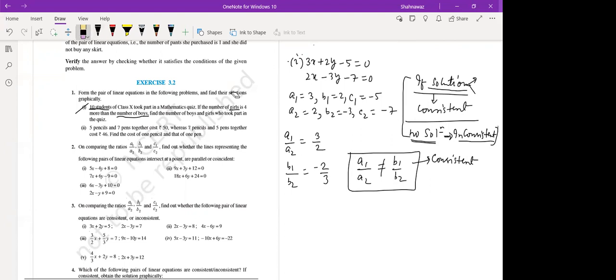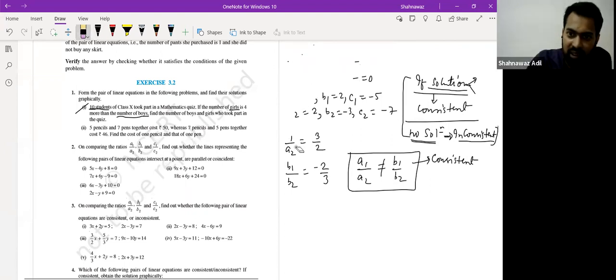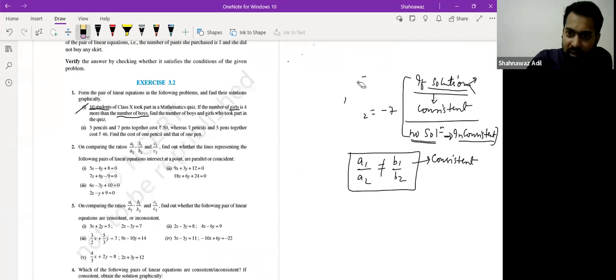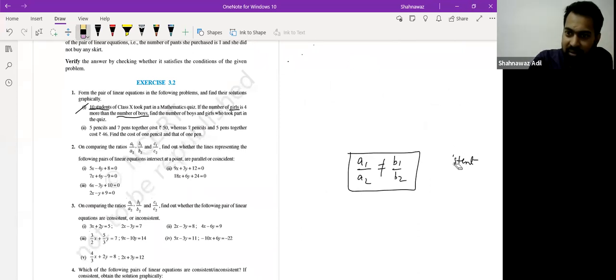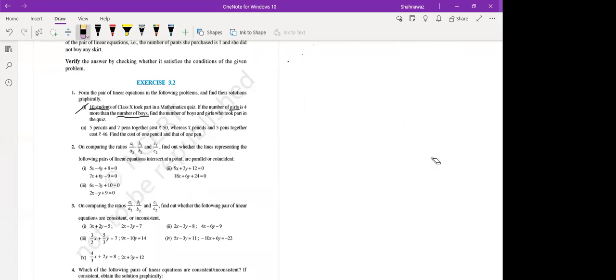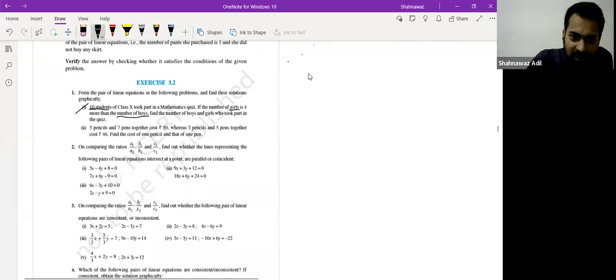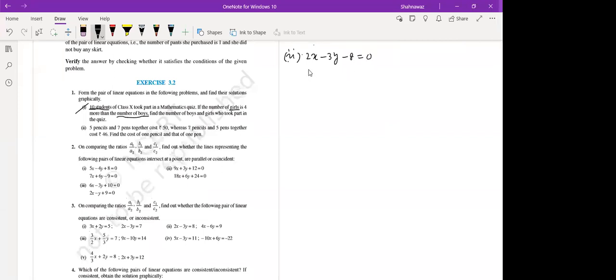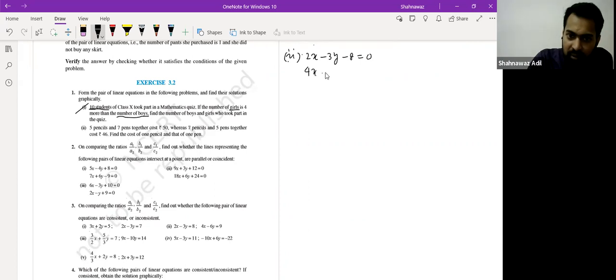Okay, so the second question. Talha is going to help me in finding the solution. Okay, so first let's calculate. Let's write the general form.